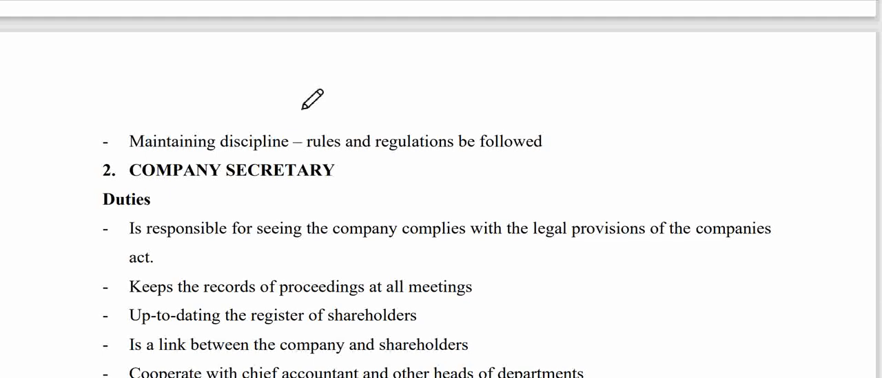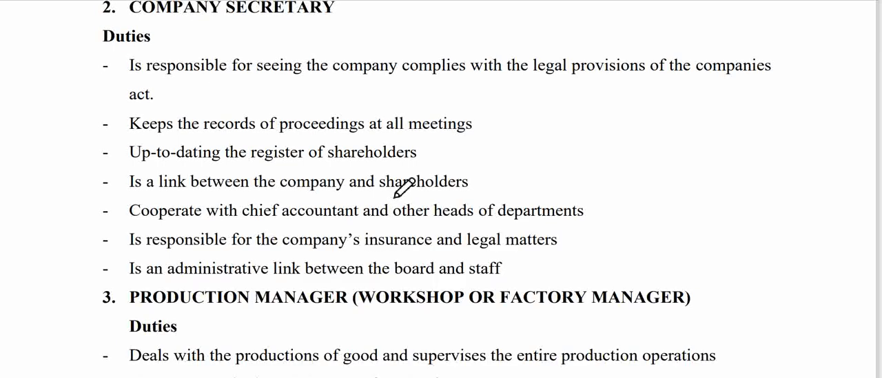What the law says about the company, every person must be doing that. Keeps the records of proceedings of all meetings, up to date with the registers of our shareholders. It is a link between the company and the shareholders, cooperates with the chief accountant and other heads of departments, responsible for the company insurance and legal matters. It's also an administrative link between the board and the staff.